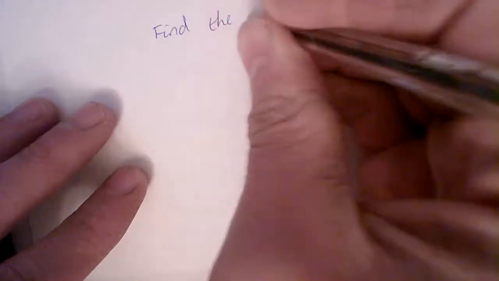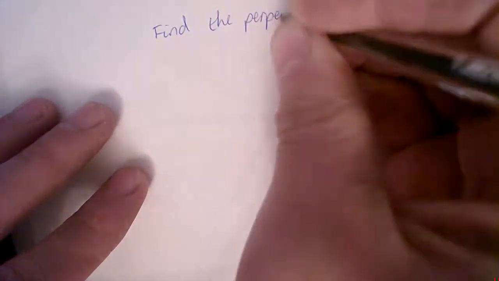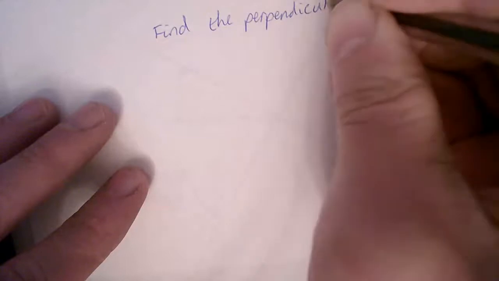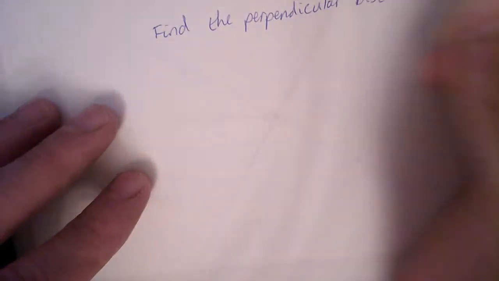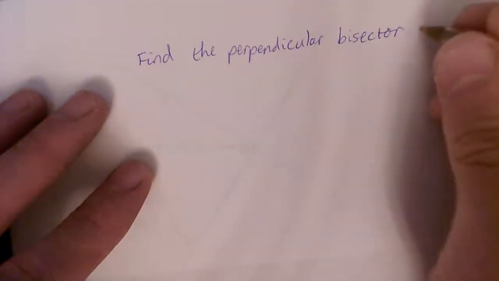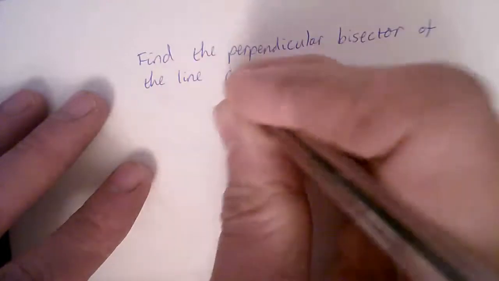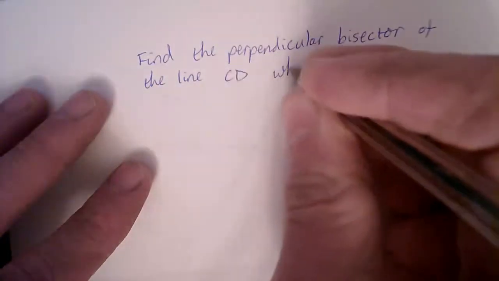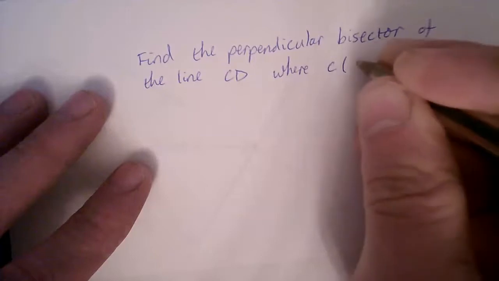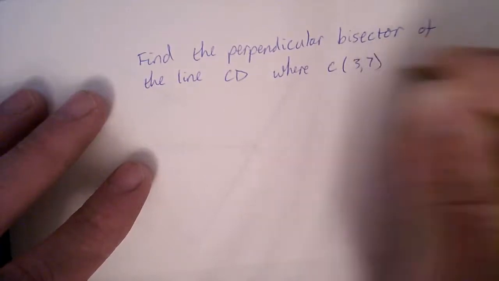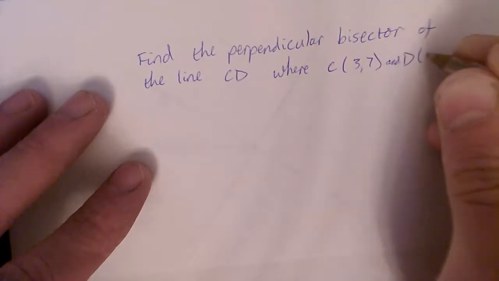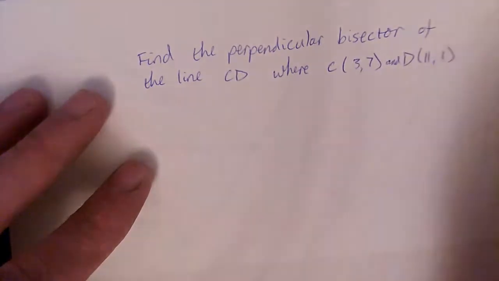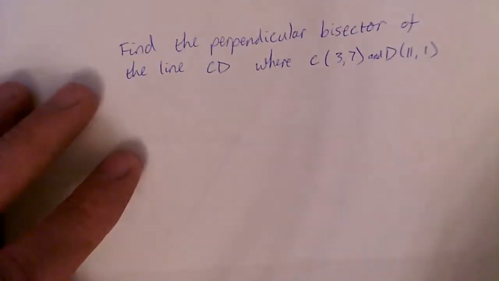So find the perpendicular bisector, that's our key phrase to look out for. So we're finding the perpendicular bisector of the line CD, where C is the point (3, 7), and D is the point (11, 1). So we're going to follow through those exact same steps.